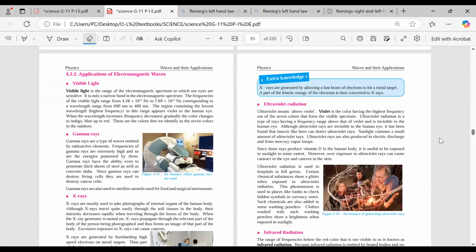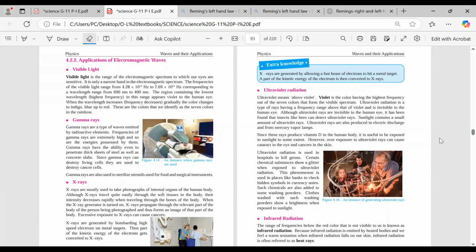Okay, so the next part is the theory part. Okay, go through this page, please.